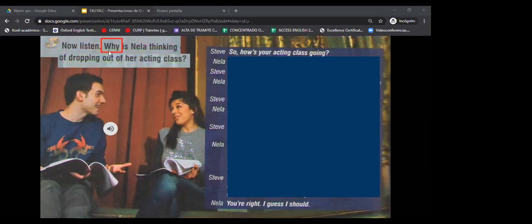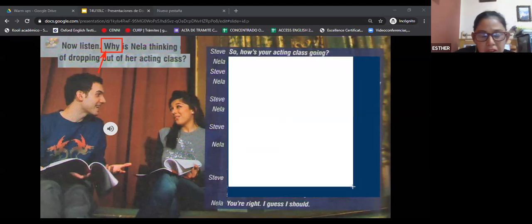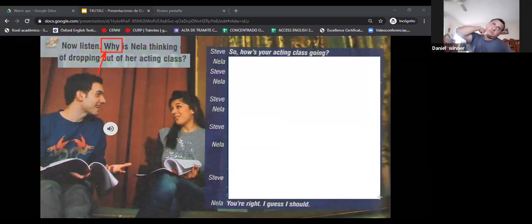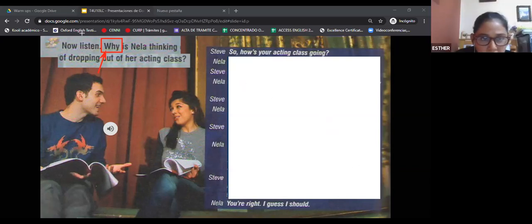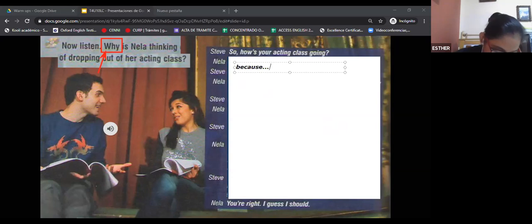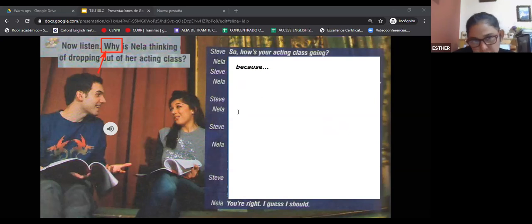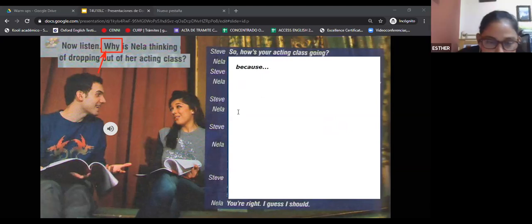Let's have some ideas. Why is Nella thinking about dropping her class? Because maybe she thinks that her teacher is very strict. You write your answer here on the white part. Can you write your answer with your computer? Why is Nella thinking of dropping out of her acting class? Because she feels that her teacher is... Can you type it? Yes. Type it.